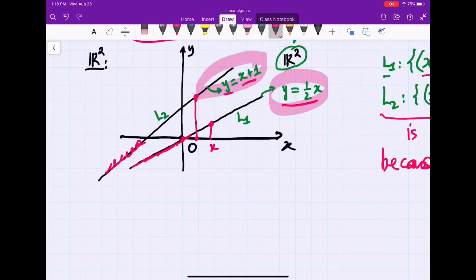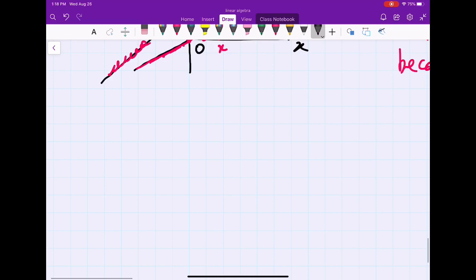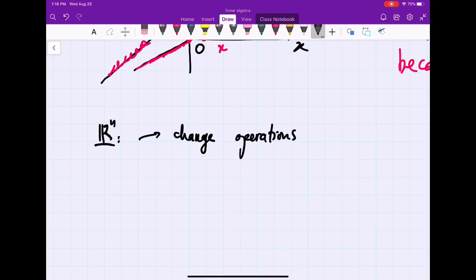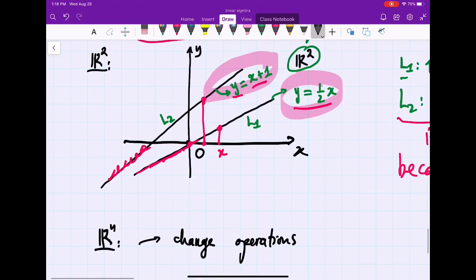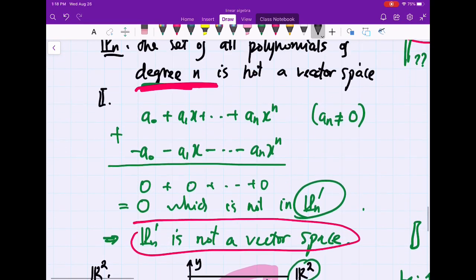So we already have good examples. Right now I want to show you 2 more examples. The first example is about Rn, but we will change operations. Okay, we have standard operations, we call standard because that's how we learn, right? How to add 2 vectors. That means you just add corresponding coordinates. And how to add 2 polynomials, so you just add corresponding coefficients, right?